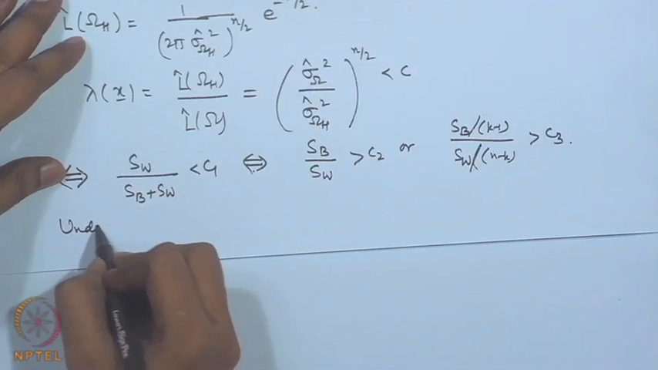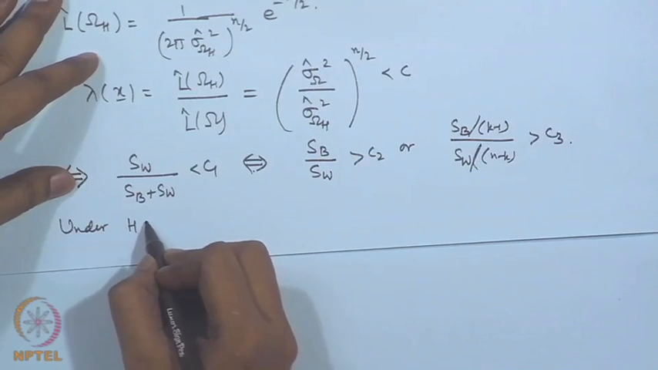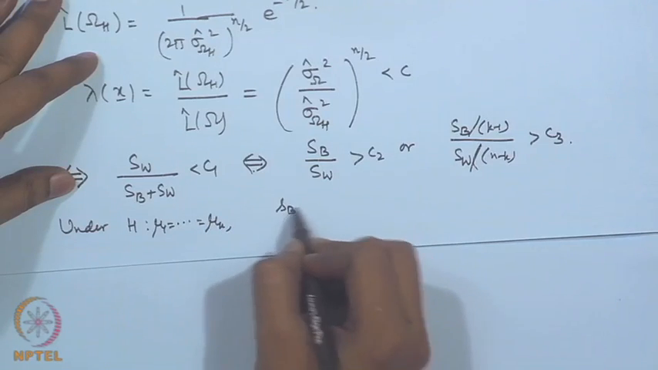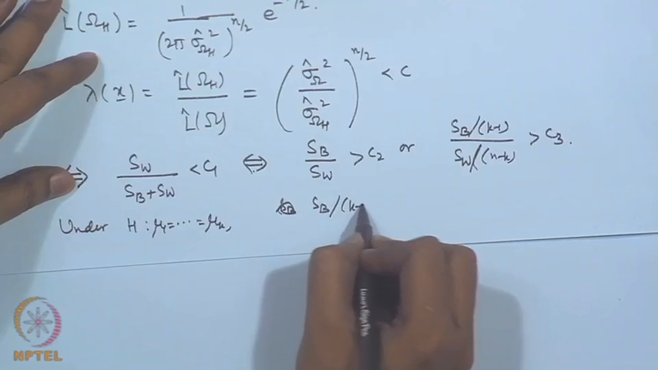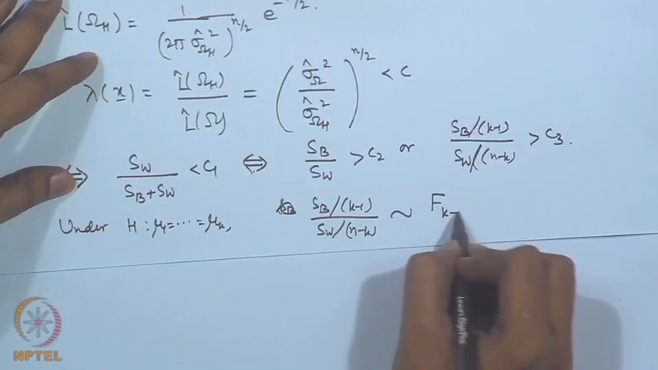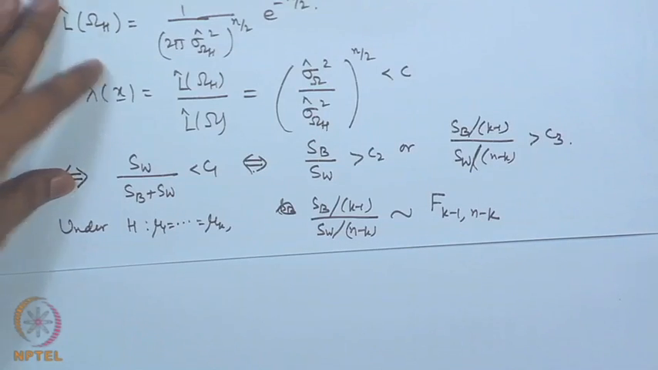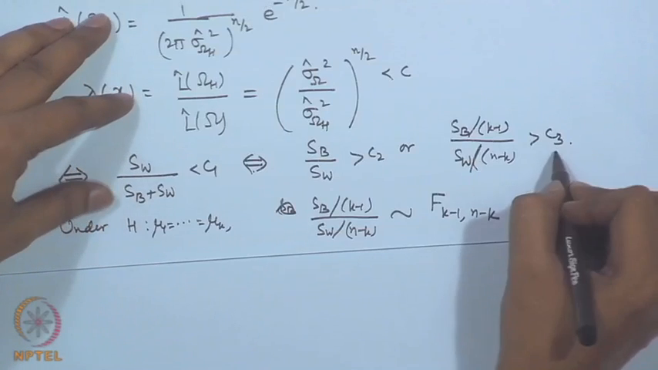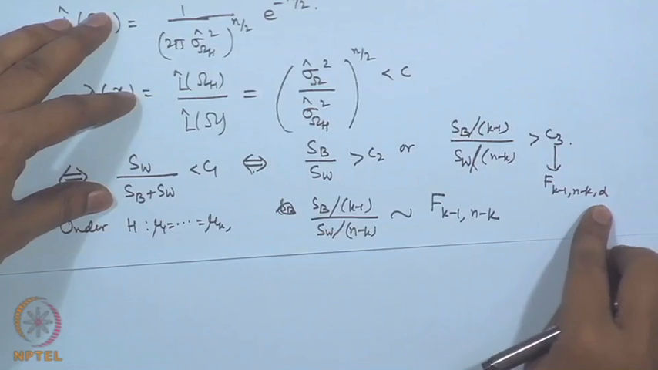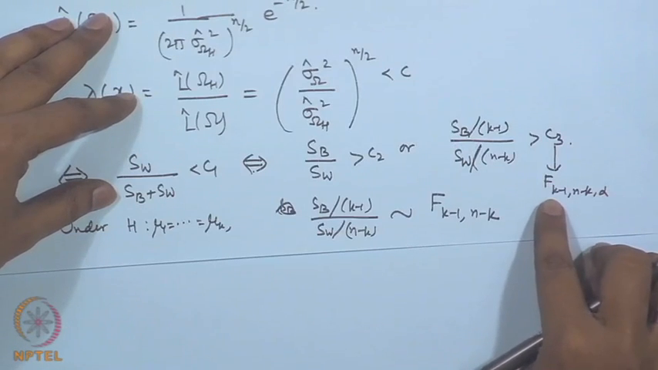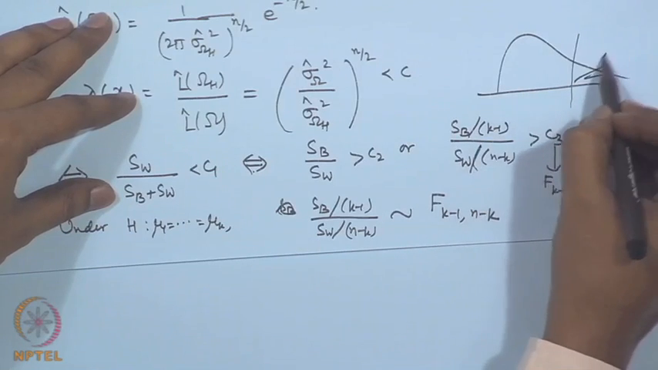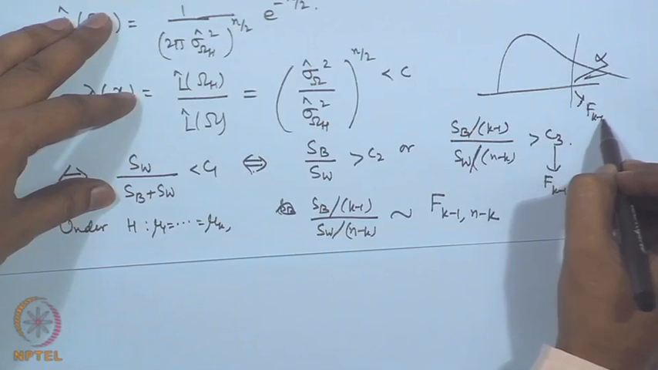Now, under H, that is mu 1 is equal to mu 2 is equal to mu k, this (S_b by k minus 1) divided by (S_w by n minus k) follows F distribution on k minus 1, n minus k degrees of freedom. So, this point C then is nothing but a point on the curve of the density of F_{k minus 1, n minus k} distribution, that is the upper 100 alpha percent point, this probability is alpha. So, then this is F_{k minus 1, n minus k, alpha}.